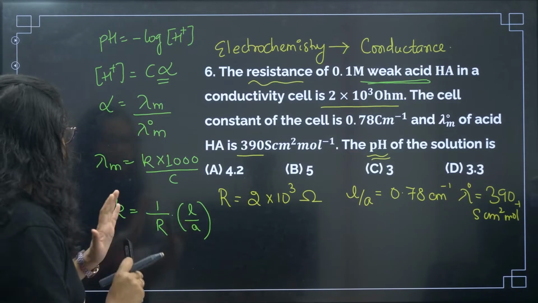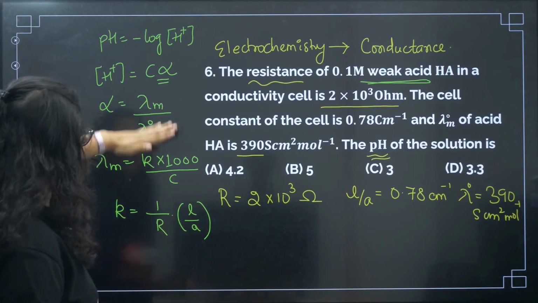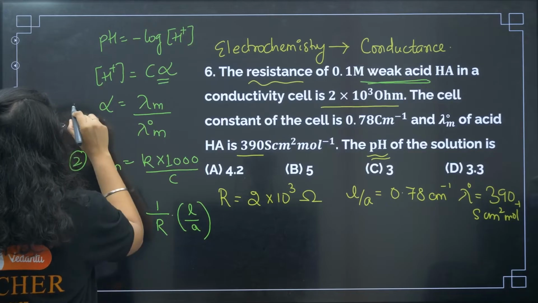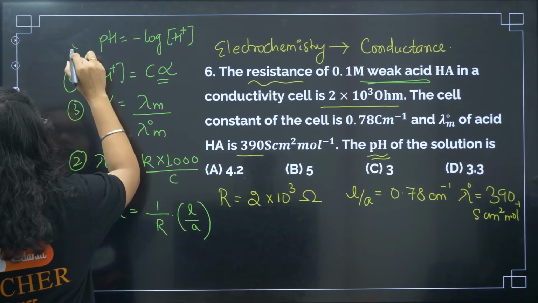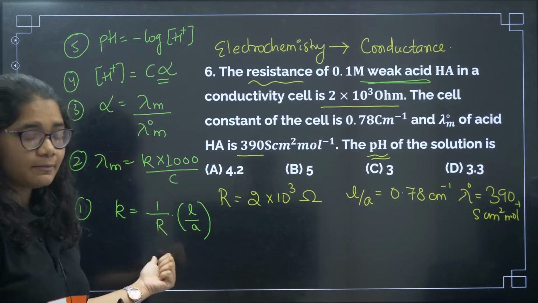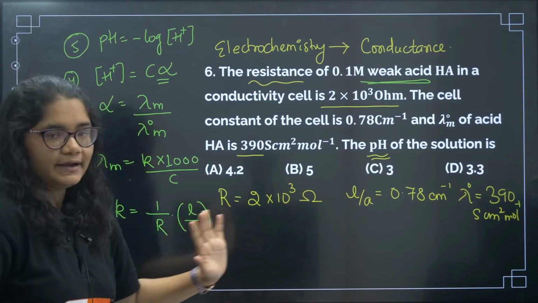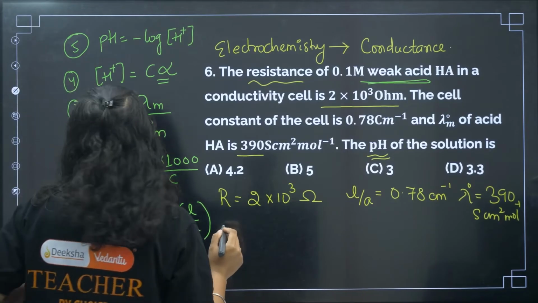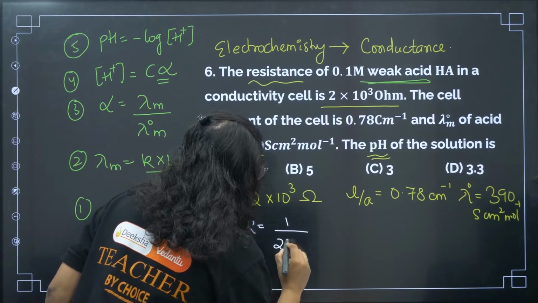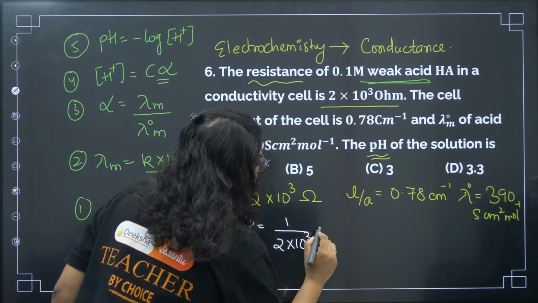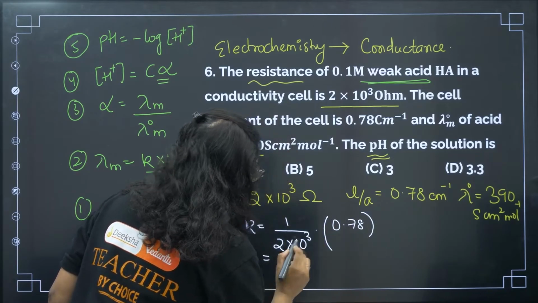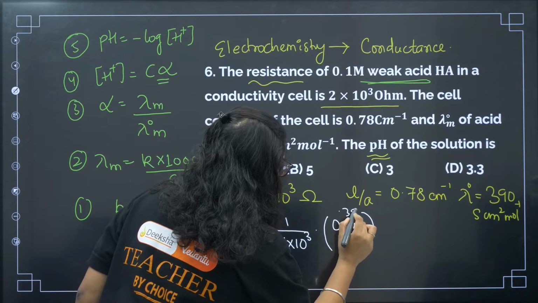Okay. Now you see, we have to go from the lowest step to the highest step. This has to be our step number 1, step number 2, step number 3, step number 4, and finally step number 5. So see here, we have the R data and we have the L by A data also. So let us substitute that and calculate the kappa value first. Kappa will be 1 by R, that is 2 into 10 to the power of 3, and L by A is 0.78, right? So now if I calculate here, I'll get 0.39.